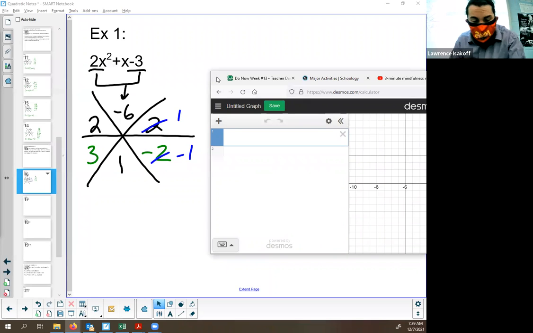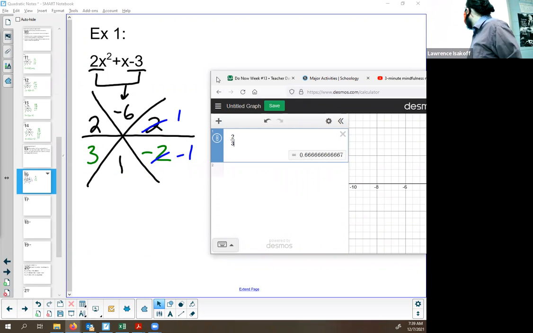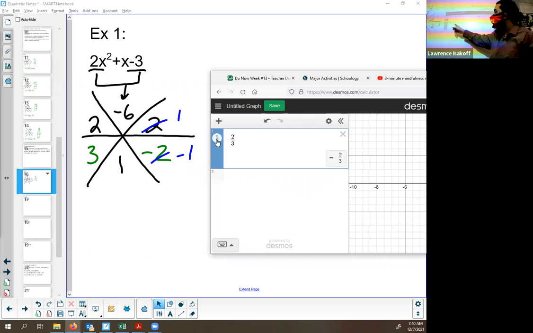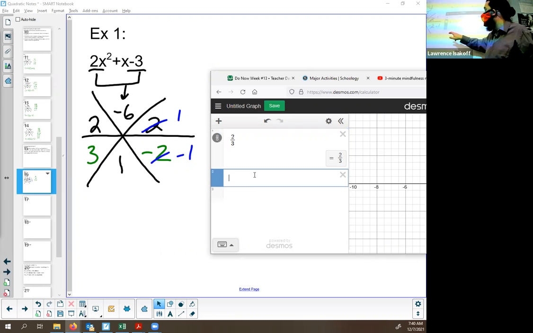So I'm going to start with 2 over 3. When it has this little fraction, in Desmos, we can click that and it makes it a fraction. So 2/3 stayed 2/3. That told me, hey, that can't reduce. It is already reduced as far as it can go.